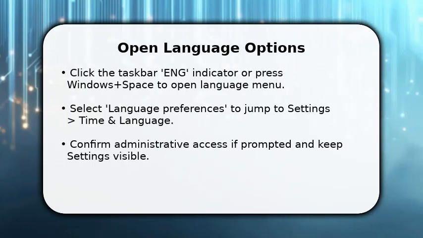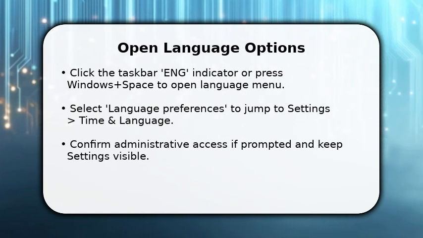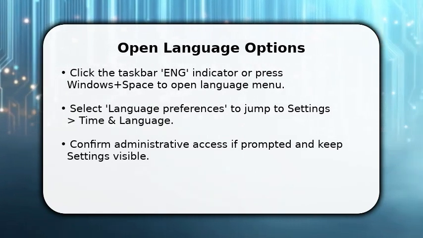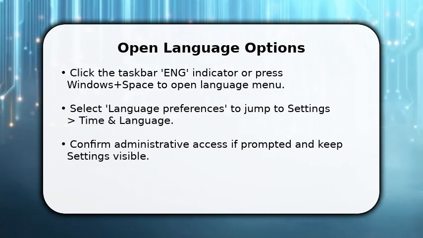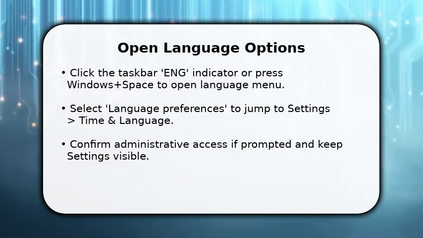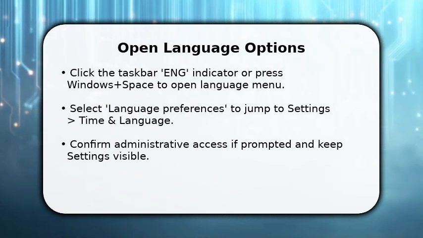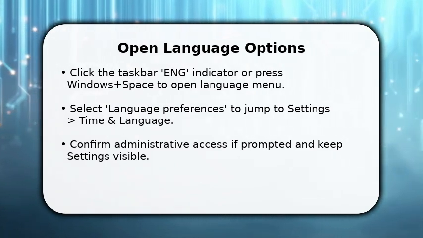You start by opening language options so you can remove ENG immediately. Click the Taskbar ENG label or press Windows plus space. Once the menu appears, choose Language Preferences to open settings. Make sure you are in the Region and Language or Language page under Time and Language.